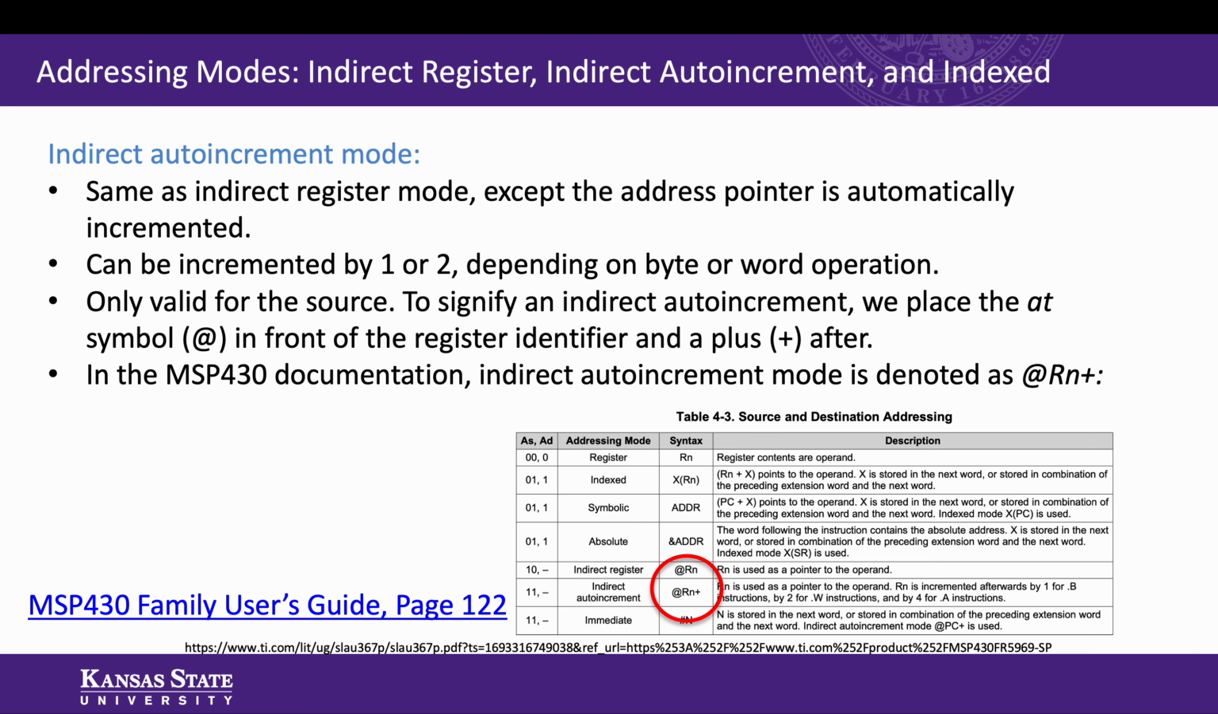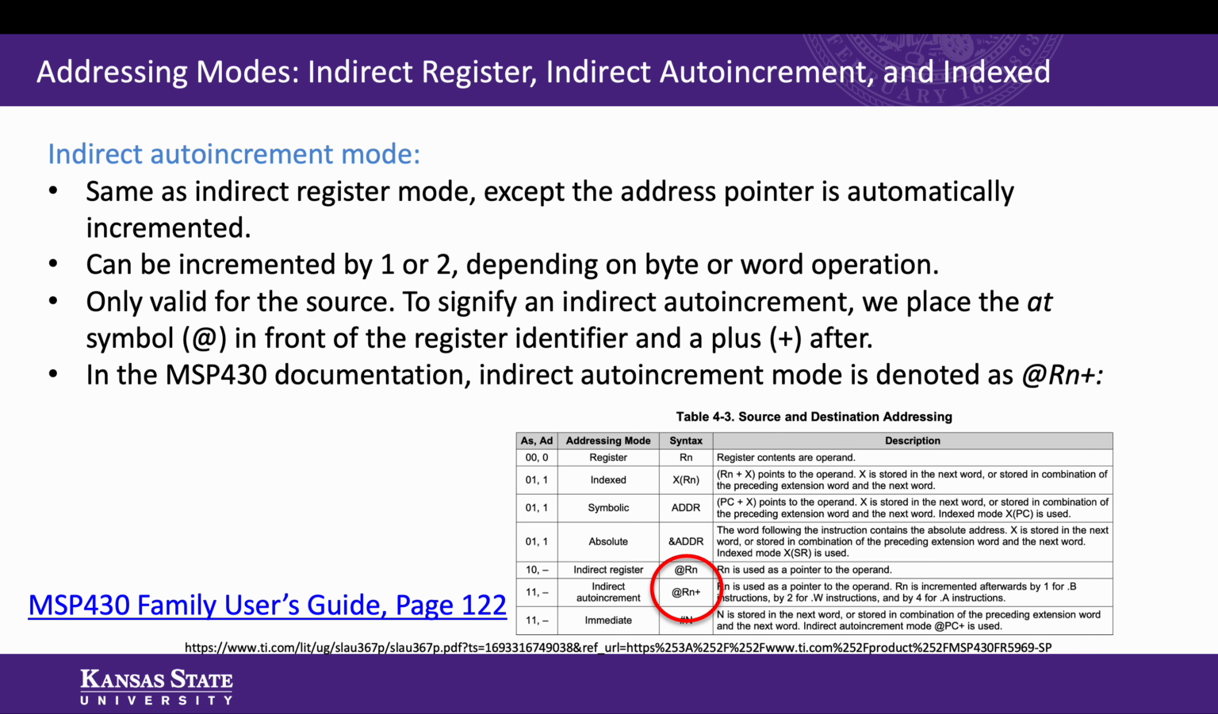But the difference is that the functionality is extended in that the address pointer is going to be automatically incremented. And that increment could be 1 or 2, depending on if we're operating on a byte or a word, if .b or .w is appended to the mnemonic. And this is only valid for the source. And to signify an indirect auto increment, we place the @ symbol like we did before, but we also place a plus sign after the register identifier. And in the MSP430 documentation, this mode is notated like this, @Rn+.